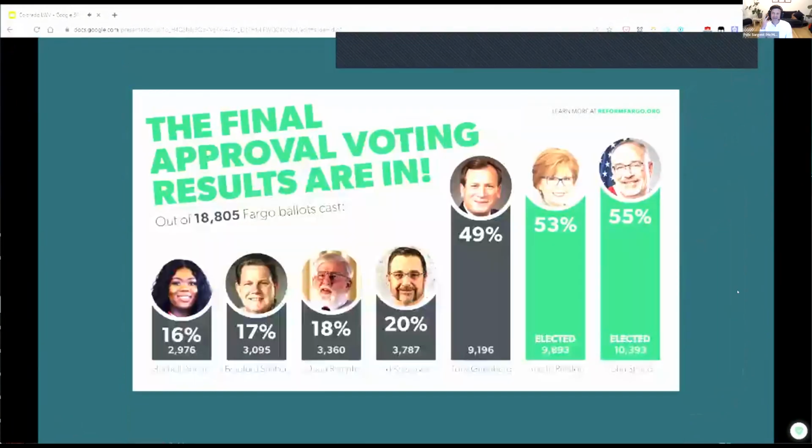I couldn't help but include that simply because I love how it reveals the simplicity. The voter education component of approval voting is bar none. When the actual election happened, using approval.